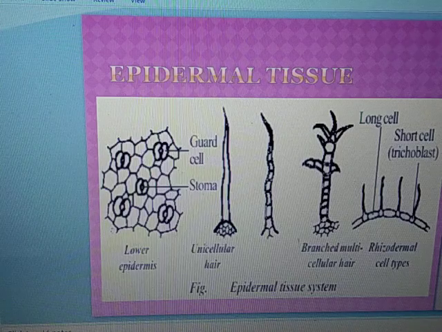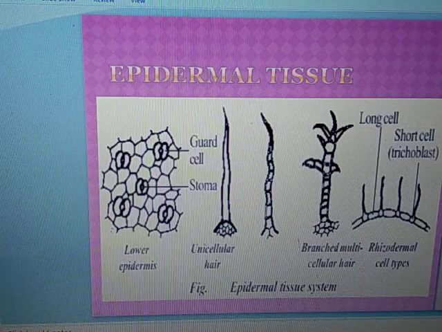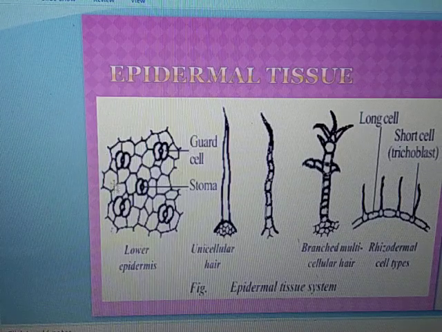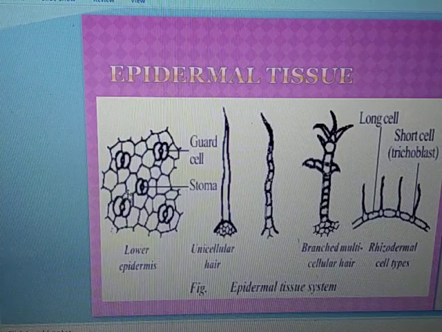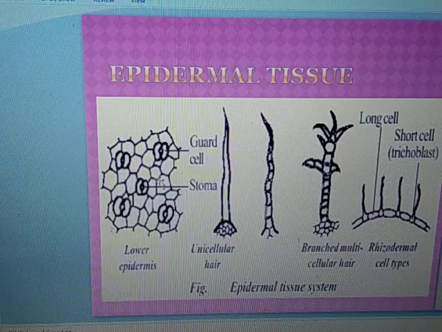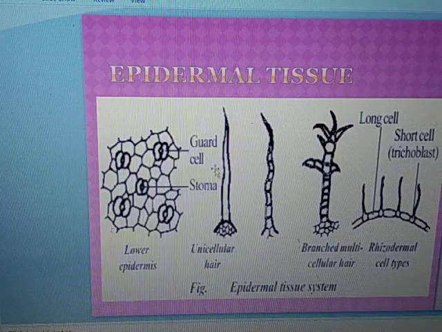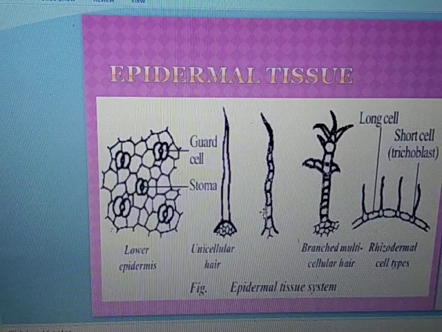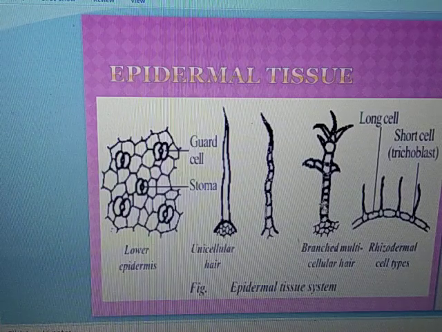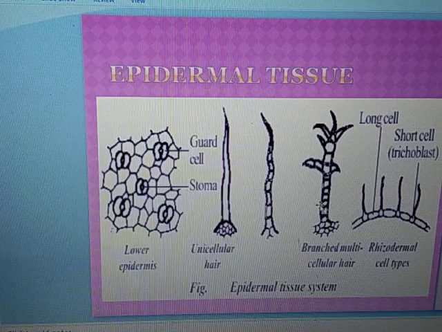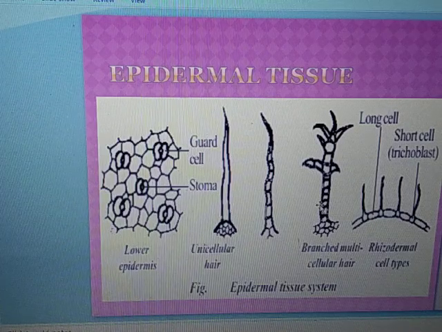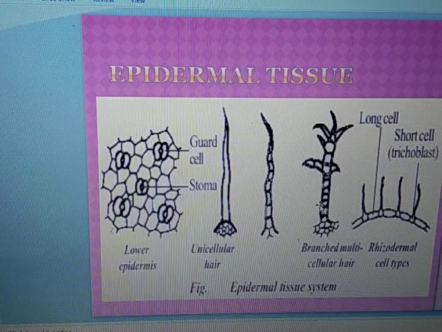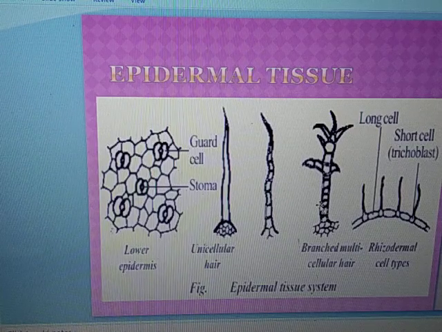Here you can see some examples. This is also an epidermal layer, but pores are present over here. In this case it is unicellular. Here it is also the outer layer, that is epidermis. It can be of the root, stem, leaves, or seeds, and that is called the epidermis.